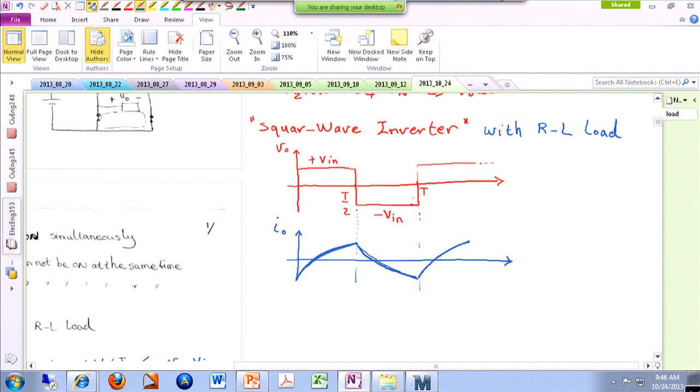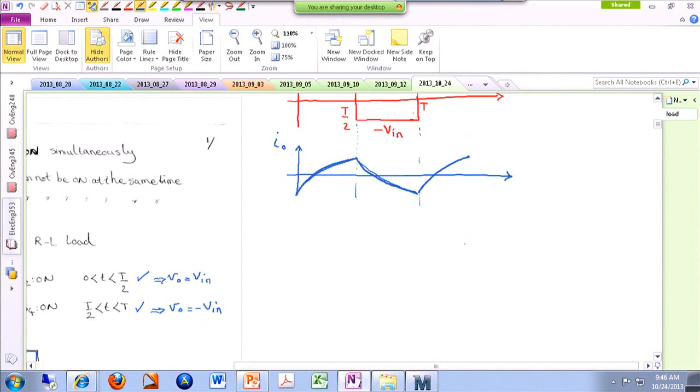So we want to have a clear understanding of how our output current looks. All right. So let's look at each individual mode. So for instance, let's take a look at mode number 1.